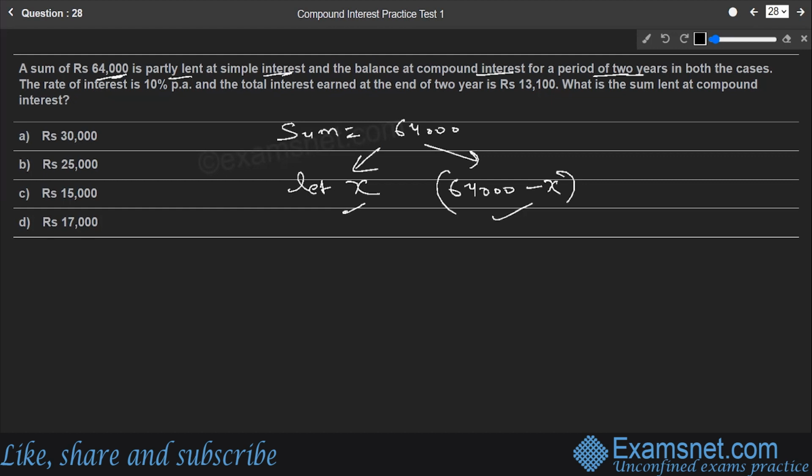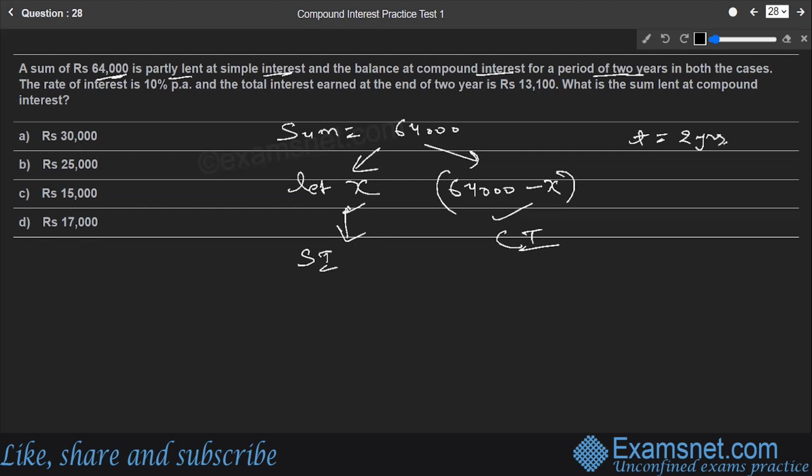Then further he says lent at simple interest and the balance. So the first part is lent at simple interest and the second part is lent at compound interest. So we shall assume something. Let this X part be lent at simple interest and let the other part be lent at compound interest. Okay, we can assume anything. For a period of 2 years. So the time period that is given is 2 years.